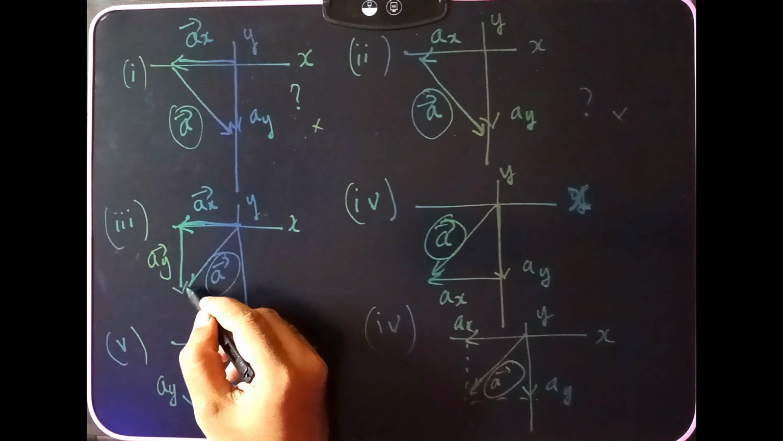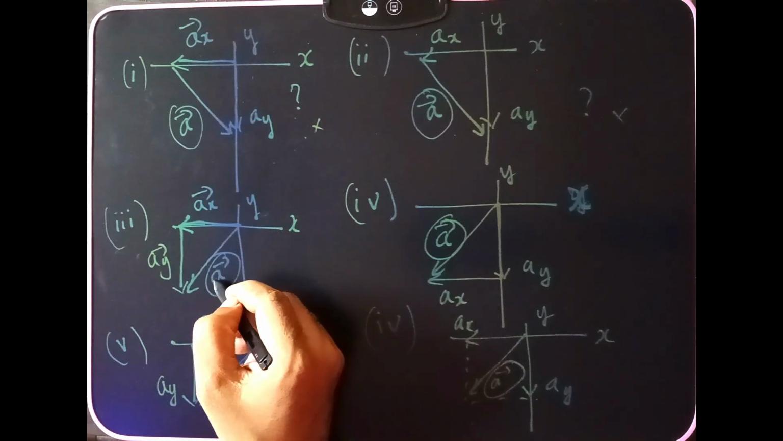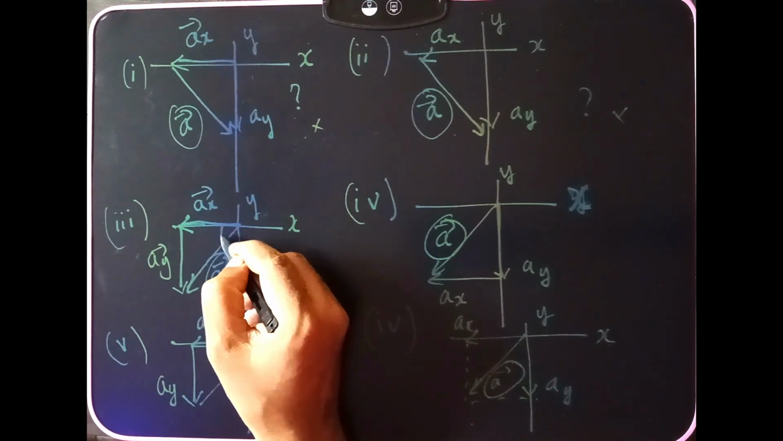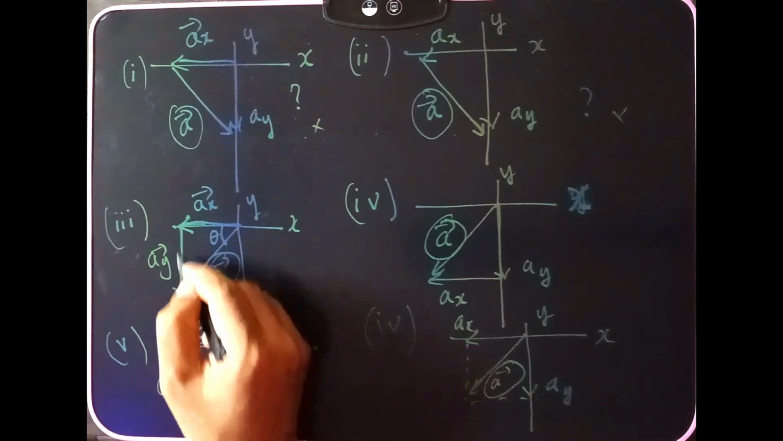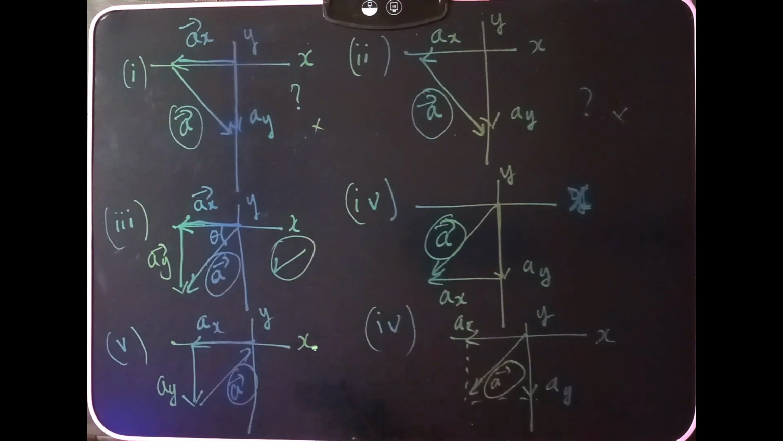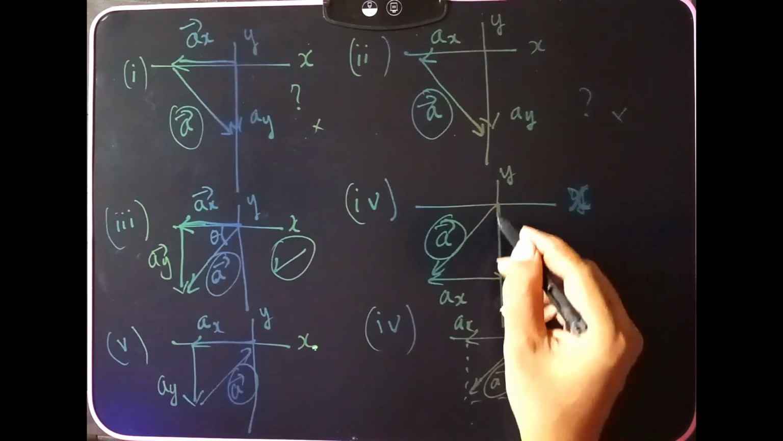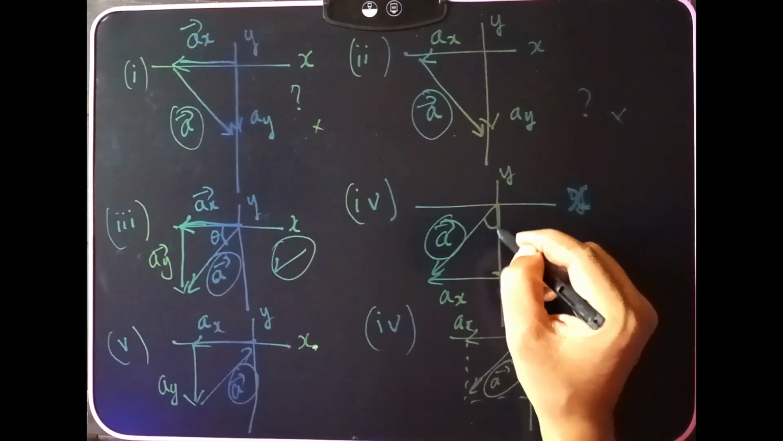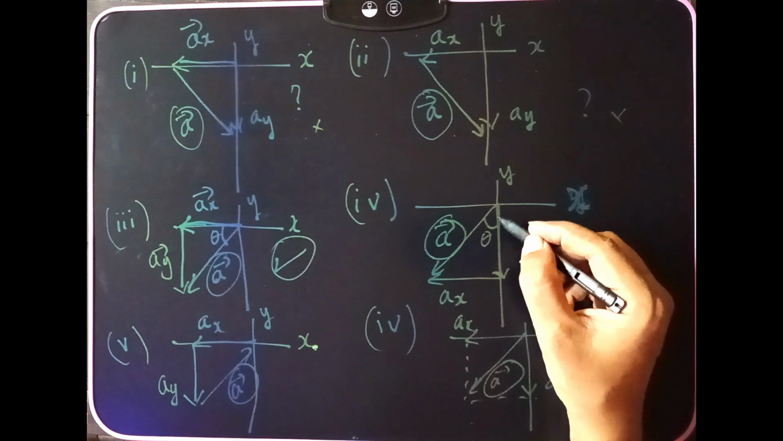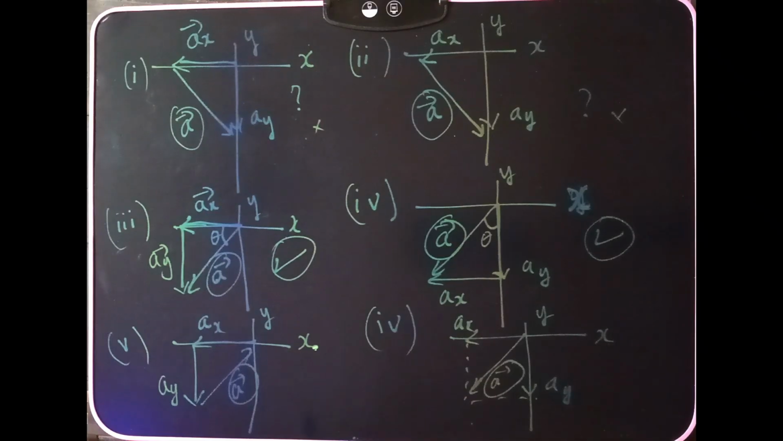The third case. Let us see the third case. Now you have this vector A, right? This component is the ax component of this vector, in this direction, this is theta, and ay is the y component of this particular vector. So this looks correct. The fourth one. This is the vector A. If this is theta, then this component will be the y component, and this component will be the x component. This also seems to be correct.